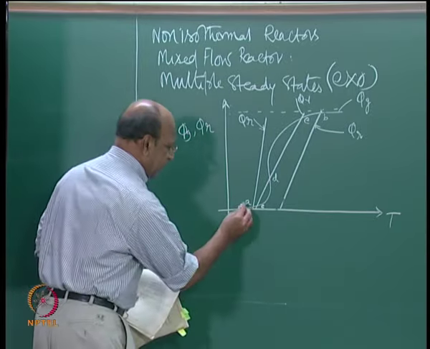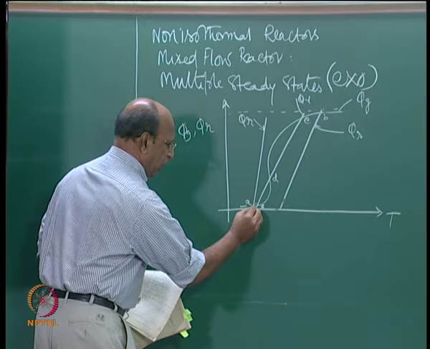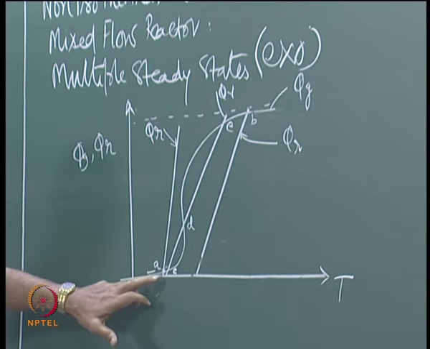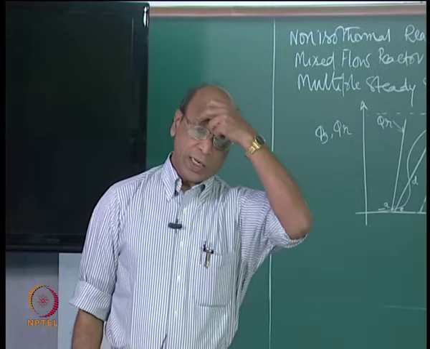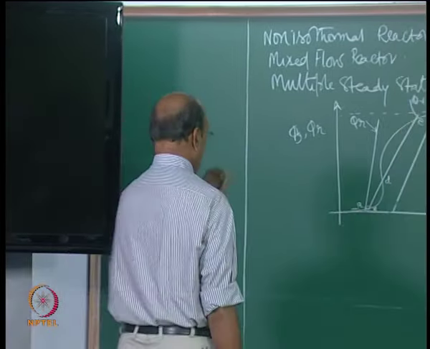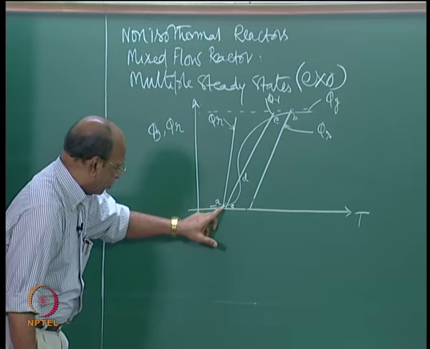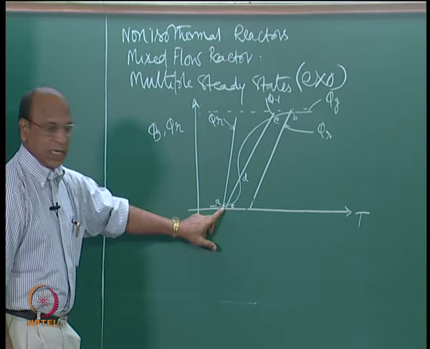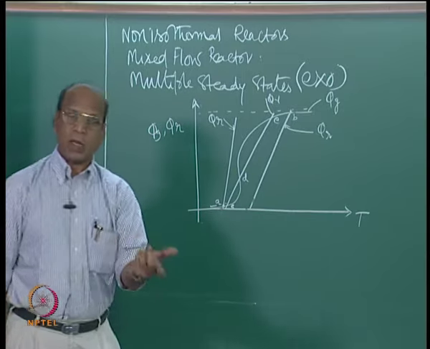So whether I move in this line direction or in this small direction, the stable point is only this one. When the temperature is falling down, the rate of reaction must be less, so heat generation must be less. But when I move this way, at this point QR is less. When QR is less, what should happen again?